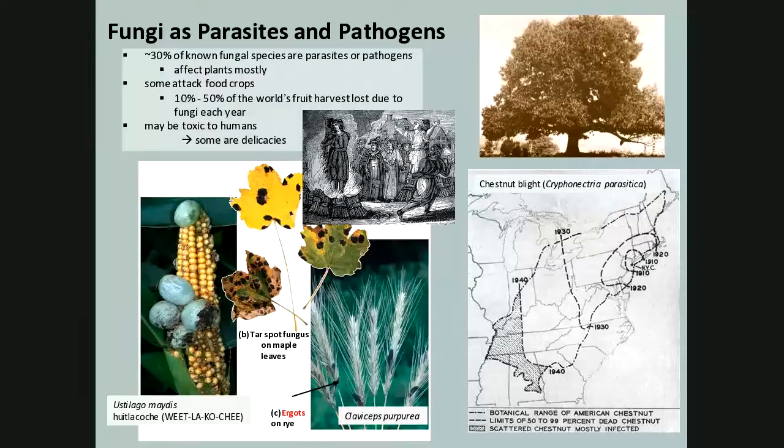Okay, let's look at the bad side. Fungi can also be parasites, and they can be pathogens. For example, they can affect chestnuts. We used to have a lot of chestnut trees in Florida, but then something called the chestnut blight affected the trees. About 30% of fungal species are parasites or pathogens, so it's a lot like the prokaryotes, right? You're not going to really hear about them unless they're causing trouble. They attack food crops, removing 10 to 50%. You can imagine a farmer is going to be upset by that.